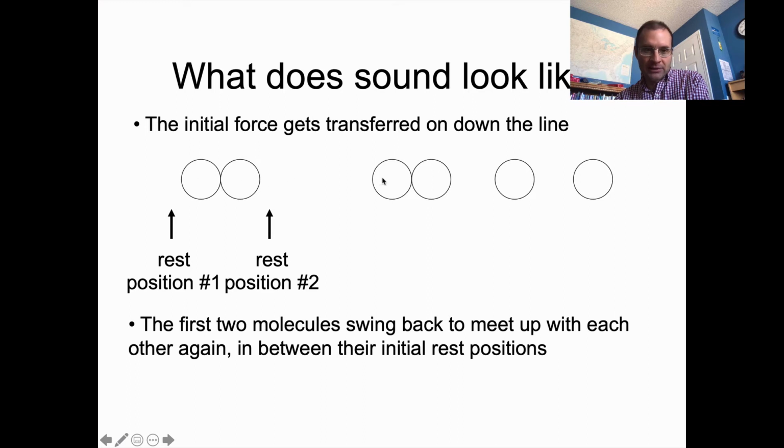And now we have a lot of space between molecules 2 and 3, and very little space between molecules 1 and 2, and also very little space between molecules 3 and 4, right? So we're getting this kind of pattern of molecules meeting up, then a big gap, and then molecules meeting up. And eventually, if it keeps going, we'll get that same pattern repeating all the way down the line to wherever it might end.